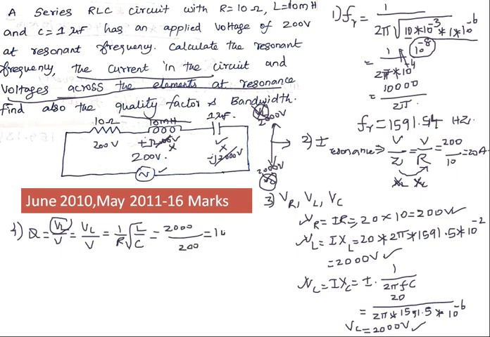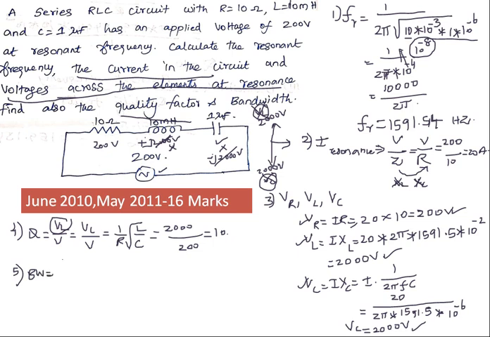So the quality factor is equal to 10. That is, the circuit magnifies the supply voltage 10 times. So the quality factor should be equal to 10. Now, what is the remaining term we have to find? Number 5 is bandwidth.